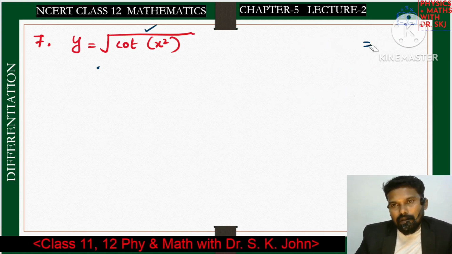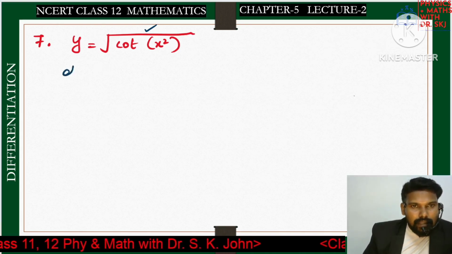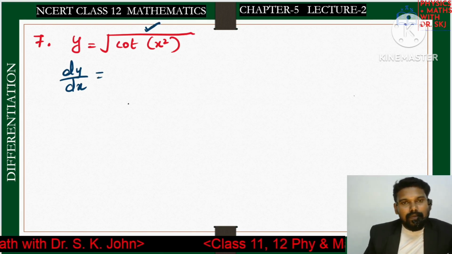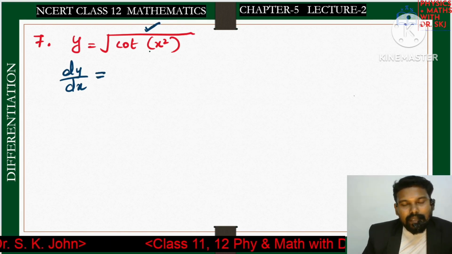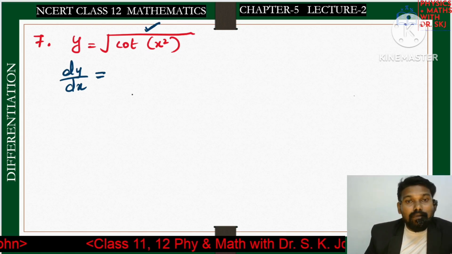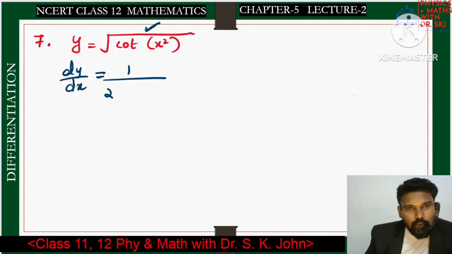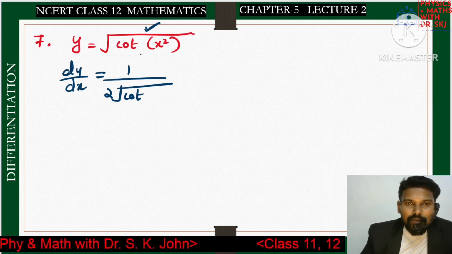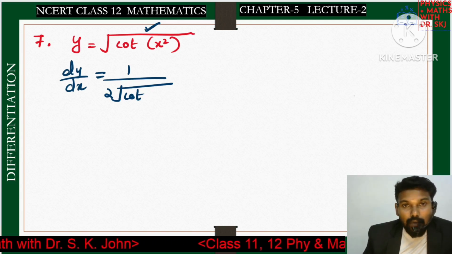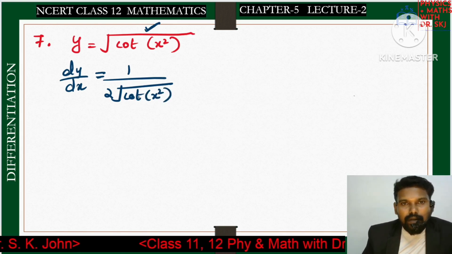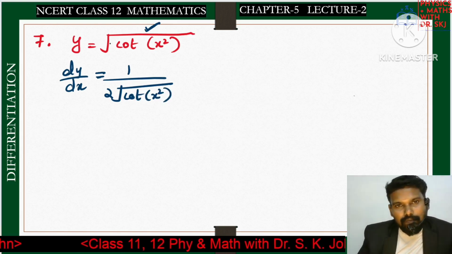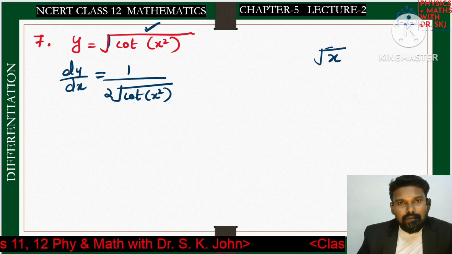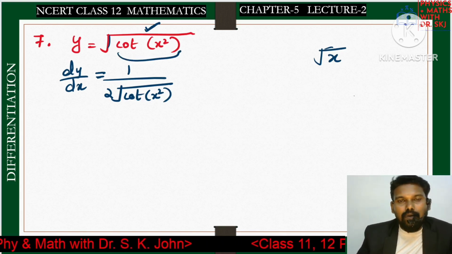So how can we do the differentiation? I'm directly writing the derivative dy by dx. First, you have to differentiate the root. If it was root x, what would be the derivative? 1 by 2 root x. Similarly, you have to write 1 by 2 root of this thing. You don't need to look at the quantity inside the root now. The derivative of root x is 1 by 2 root x. Here, instead of x, we have cot x square.